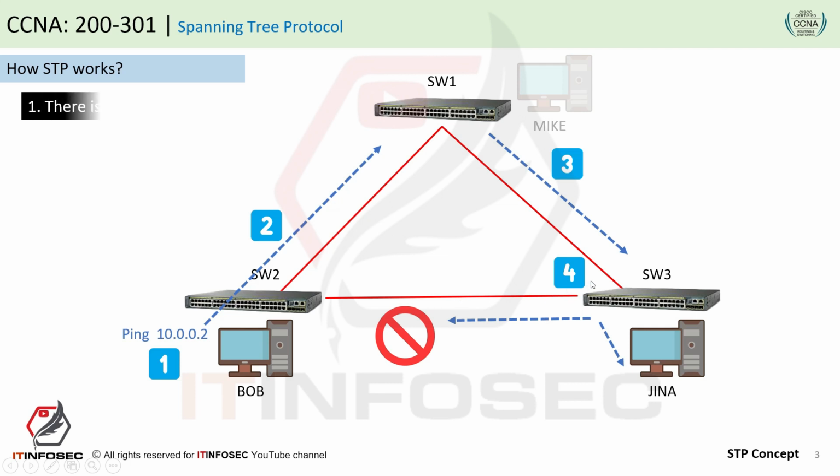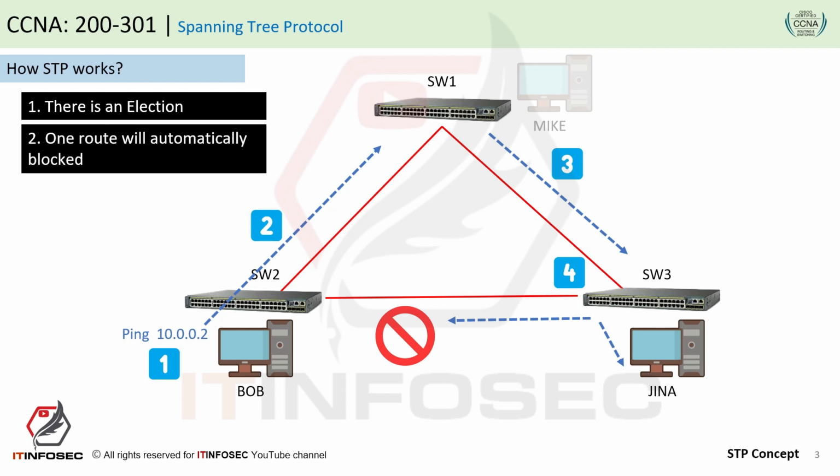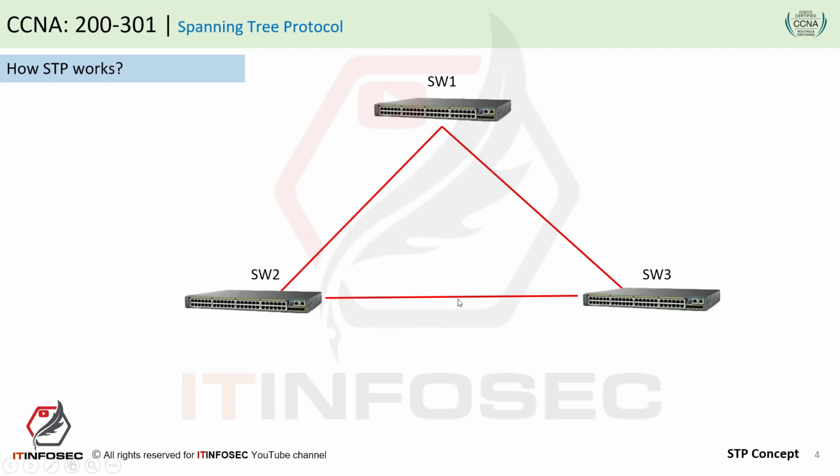Well, and what is that exactly? There is an election between switches, and one route will automatically be blocked like this, and it is performed per VLAN. In detail, there is an election. Election by what? Election by bridge ID between switches.